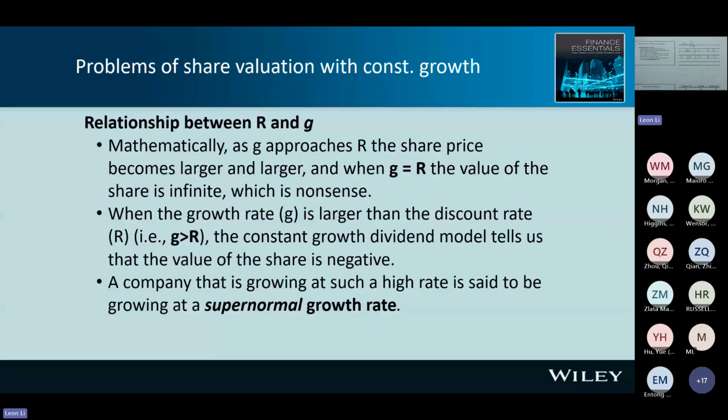Another problem is G is higher than R. If the dividend growth rate is very high, for example, we address the situation here, supernormal growth rate. So a company might have a very high dividend growth rate. Then you can see the problem. G is higher than R. R minus G is negative. Therefore, P0 is negative. Again, this result makes no sense. So first problem is G could be very high and higher than R, the supernormal growth rate.